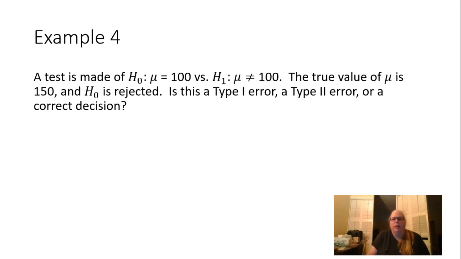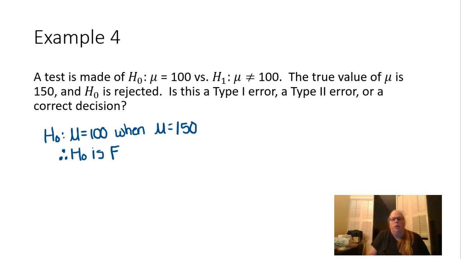Well, let's see. So our null hypothesis was that mu is equal to 100, when in actuality, mu is equal to 150. That means, and those little 3 dots mean therefore, our null hypothesis is false, because we thought it was 100 when it was really 150. All right, in our decision right here, we rejected H0.